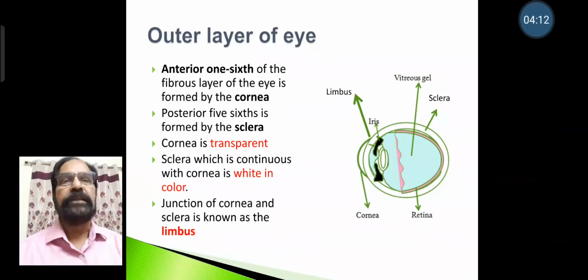Outer layer of the eye. See, outer layer of the eye, anterior 1/6 of the fibrous layer of the eye is formed by cornea. Posterior 5/6 is formed by sclera. Cornea is transparent. Sclera is continuous with cornea and is white in color. The junction of cornea and sclera is known as limbus.